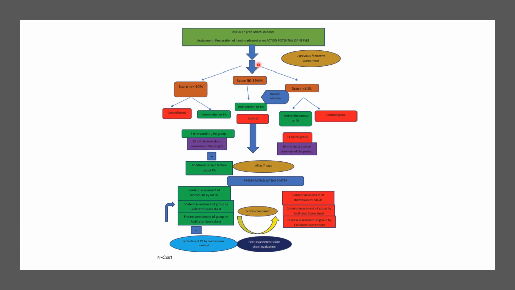One such study we have done at our institution, Rampurhat Government Medical College, where the project was poster making on the action potential of nerve fiber. We divided the students into different groups. In session 1, we gave a 60-minute lecture on how they would perform this activity. After 7 days they presented the poster and we evaluated them. So, a 60-minute session on day 1, followed by a gap of 1 or 2 weeks, then the session 2 evaluation. This is the ideal way of doing SDL.